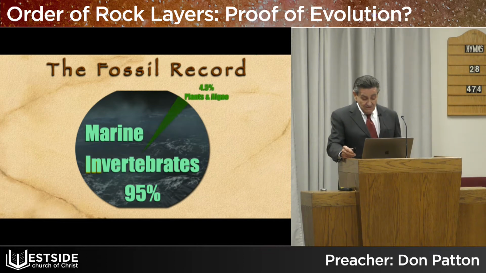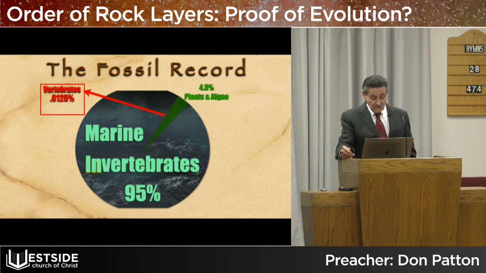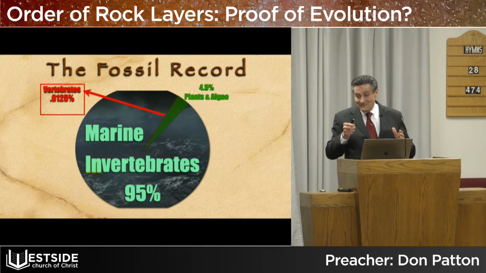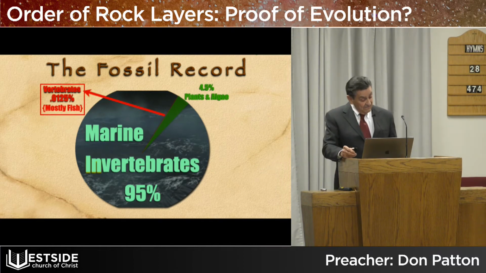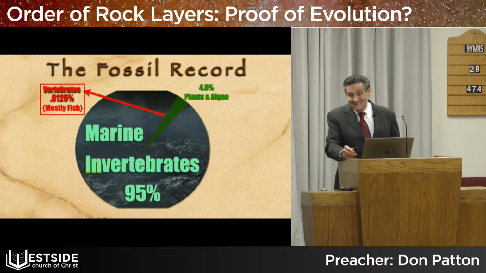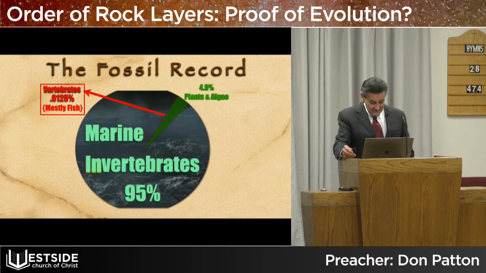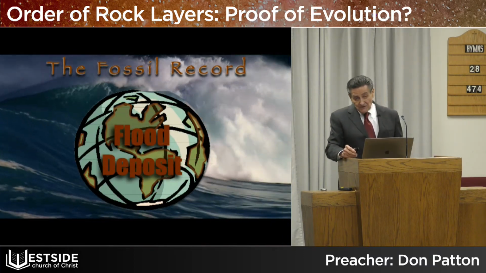95% marine invertebrates. Of the 5% left, 4.5% are plants and algae. There's actually about 1/100th of 1% that are vertebrates, which is mostly what you see in the geologic column. Now that's dramatically skewed, and of that 1/100th percent, most of those are fish, which again is not what you see in the column. I think a flood deposit is a better explanation.